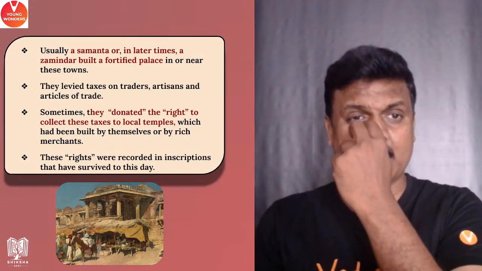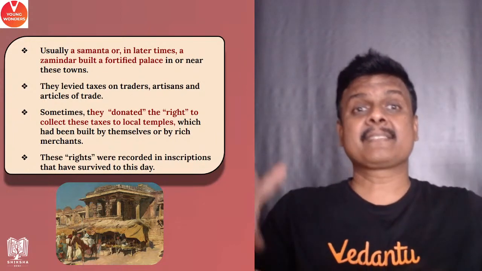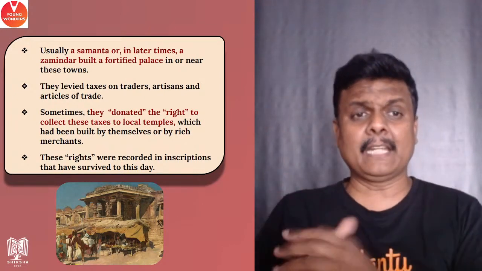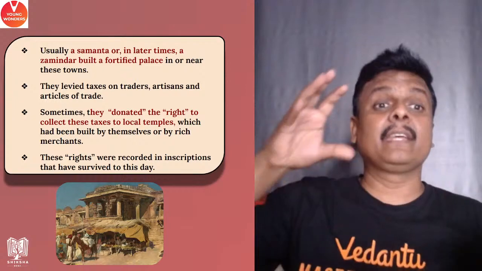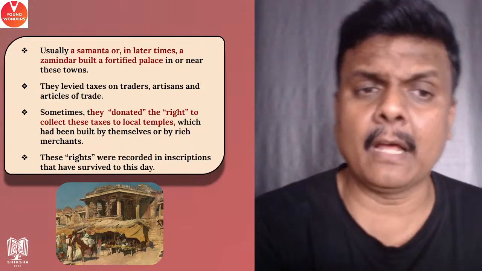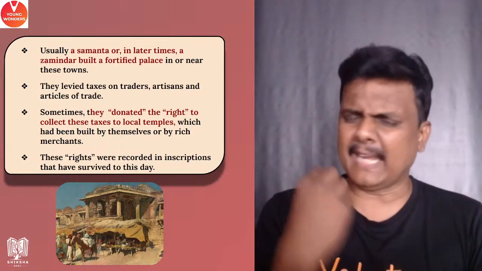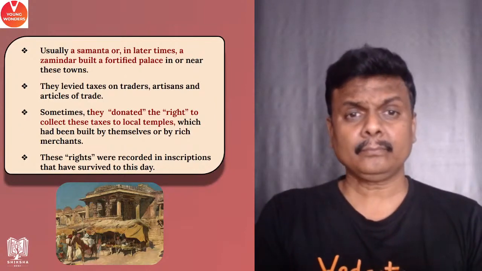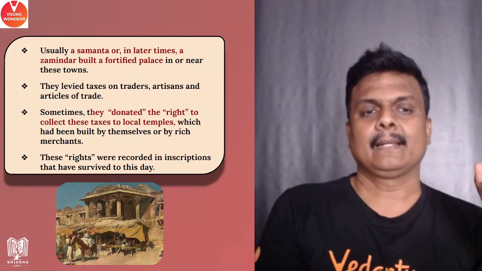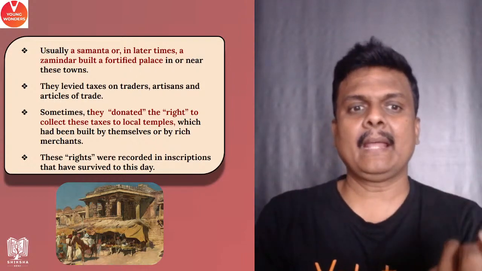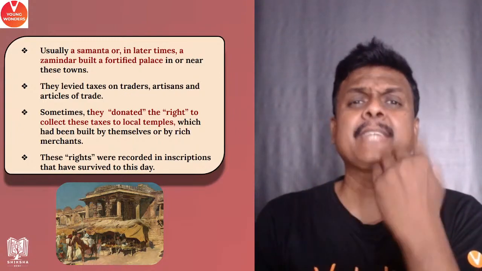So we know what a Samanta and a Mahasamanta are, right? A Zamindar is usually a Samanta. Look at that picture, something like a fort. Zamindars built something like this near the towns. Because these are trade hubs, taxes were levied on traders and even artisans, potters, anyone for that matter. For every article that is being sold, taxes were given. These donations and taxes were given to local temples sometimes, which were built by rich merchants. A lot of charity also happened.